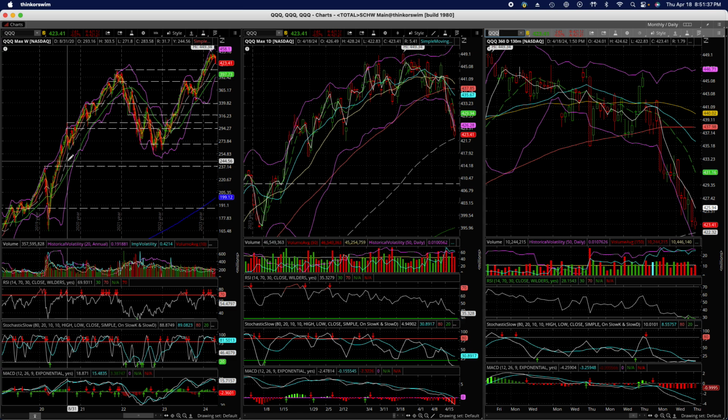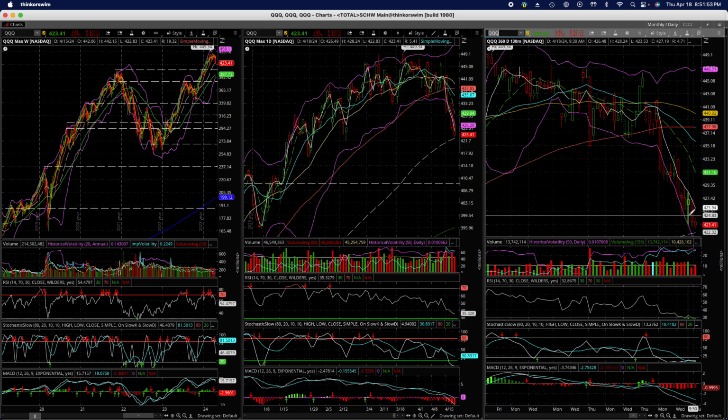All right, so today is Thursday, April 18th. We're going to do a quick market overview and go over earnings season. First up, we've got the Nasdaq. On the left side, we have a weekly chart. In the middle, we've got the daily chart. And then on the right side over here, we have the 130-minute intraday chart.